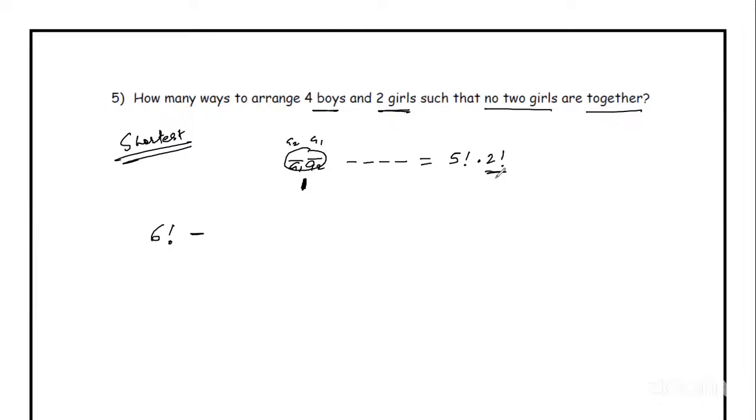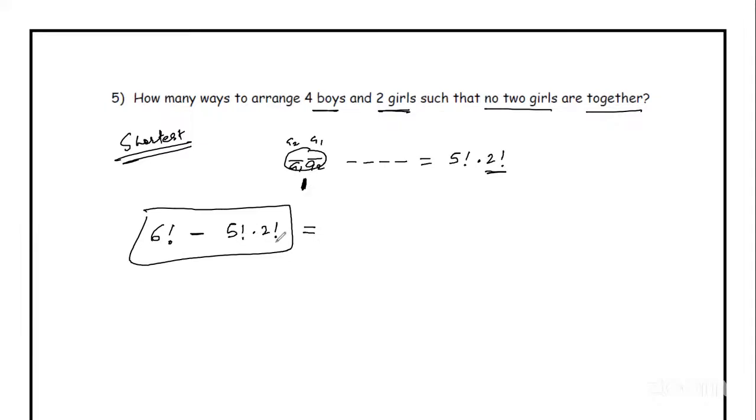So therefore, when I subtract this answer, 5 factorial times 2 factorial, that is the number of ways to arrange the 6 people so that the 2 girls are always together, from 6 factorial, what I'll get is the answer for the question to arrange 4 boys and 2 girls such that no 2 girls are together. So that's your answer basically, whatever it comes to.